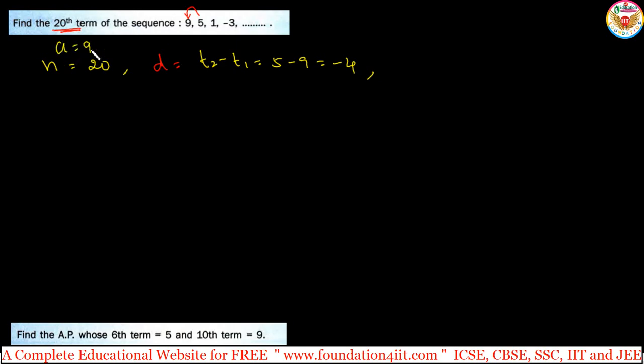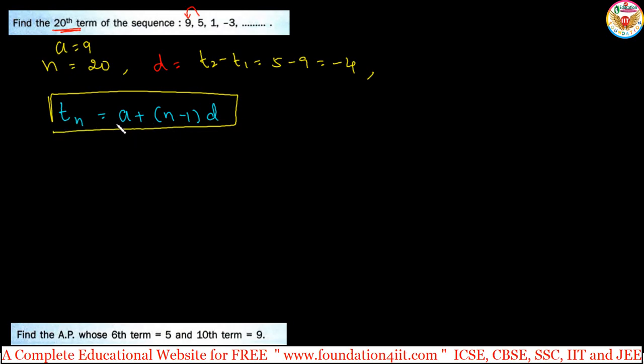A is 9, the first term is 9. The common difference is minus 4. We are supposed to find the 28th term. According to the formula, Tn is equal to a plus (n minus 1) times d. Right? This is the nth term formula, the general term.